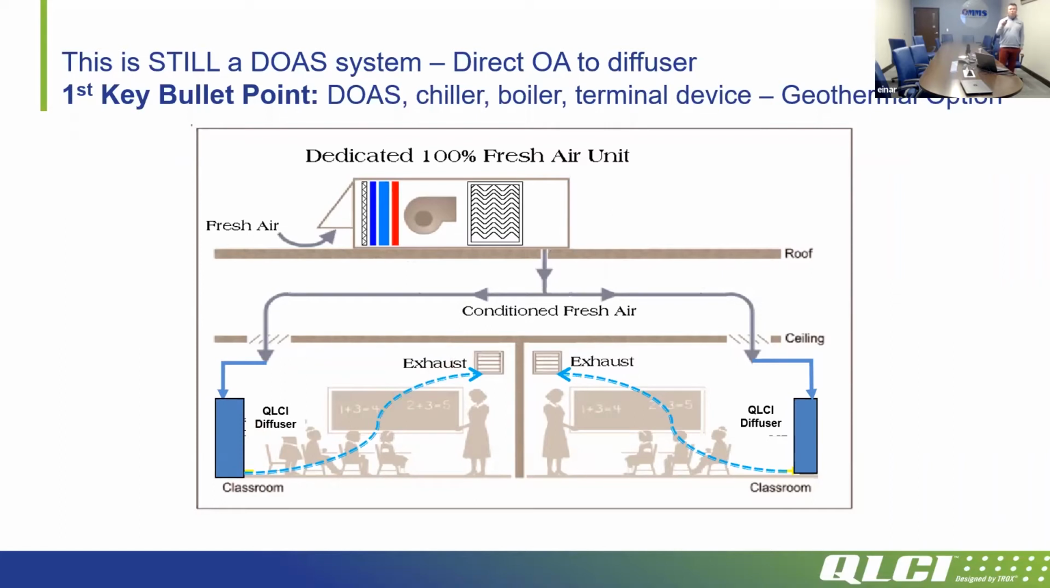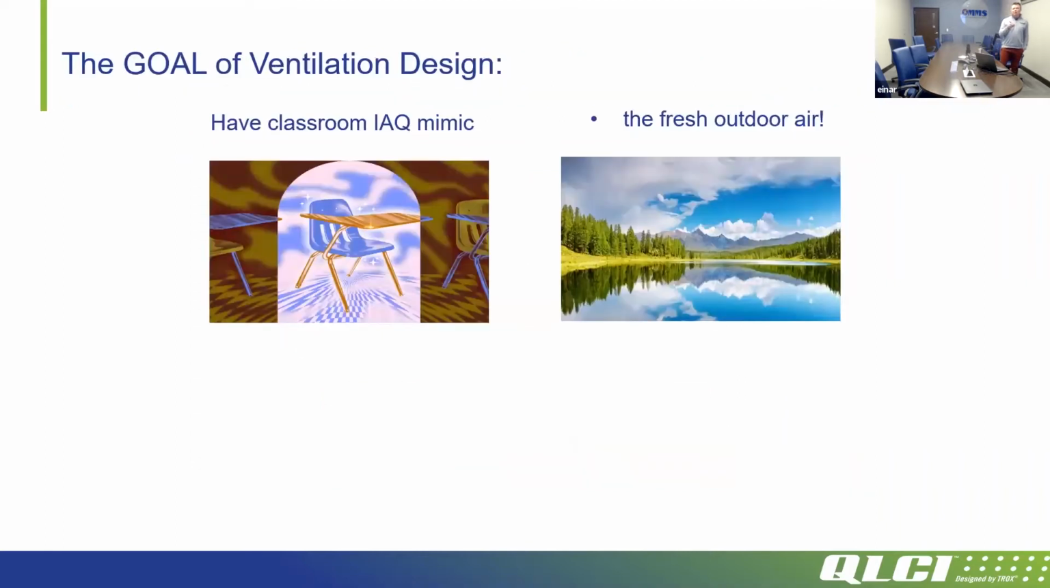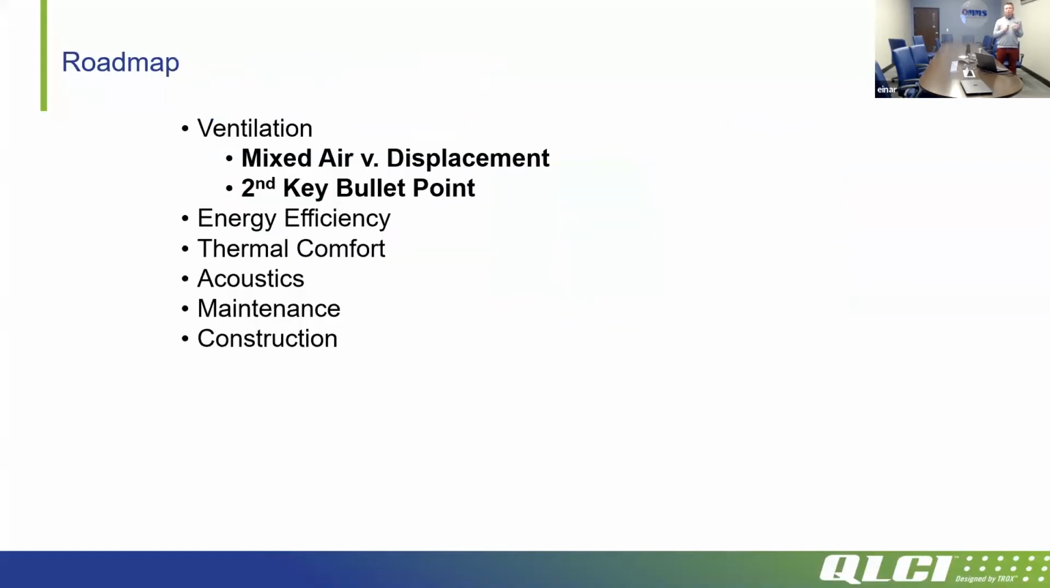Key bullet point number 1: what type of system is it typically applied to? It's a DOAS unit, a chiller, a boiler, and a terminal device. As an option, and I've seen it applied several times, this could be tied to a geothermal system as well. The goal of ventilation design is to have your classroom IAQ mimic that of the fresh outdoor air.